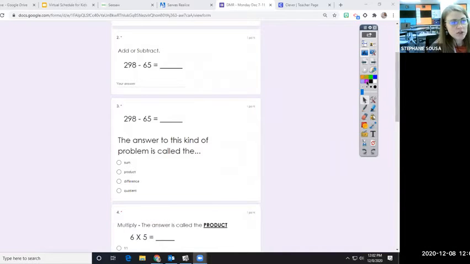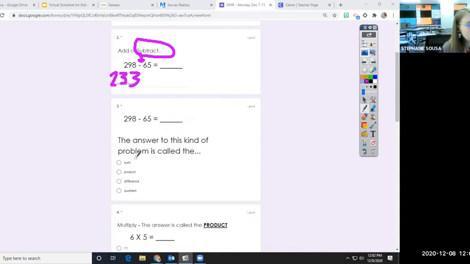This one was pretty straightforward. You guys did great. There was no regrouping. So you should have typed a 3 in the ones place, a 3 in the tens place, and a 2 in the hundreds place. We are obviously subtracting because that's what that little symbol right there means.